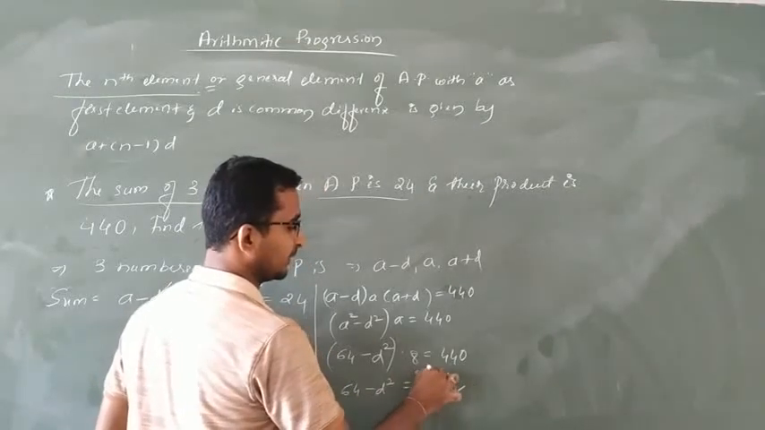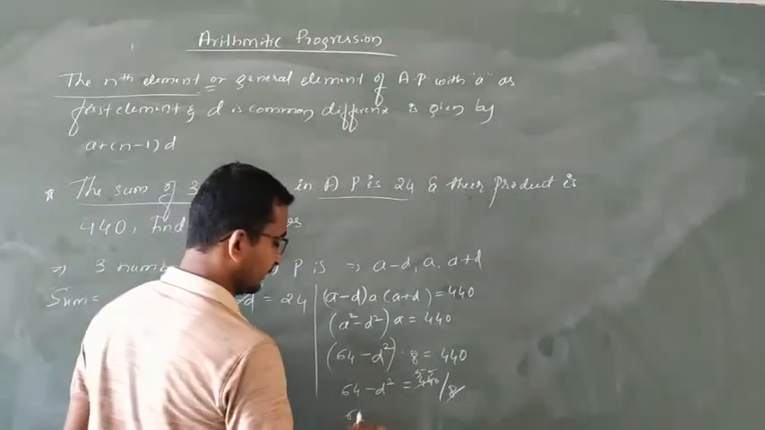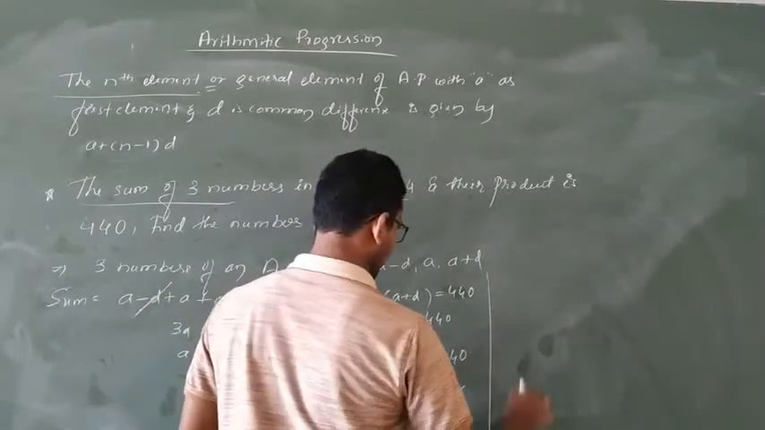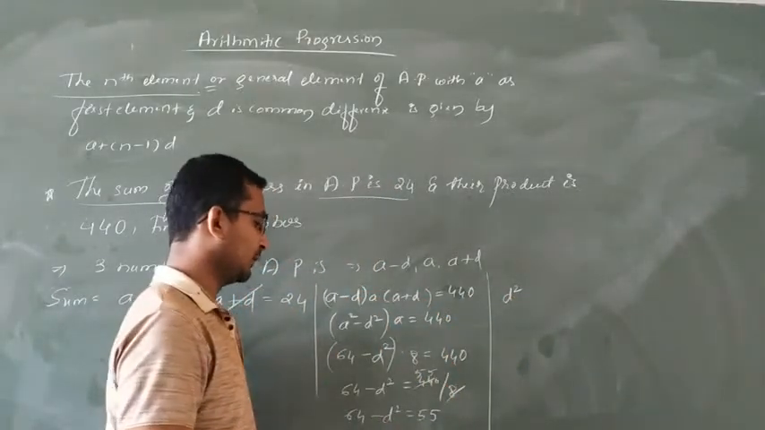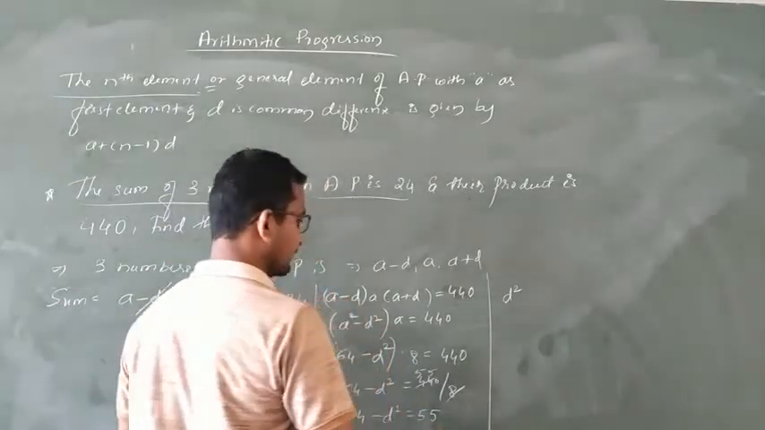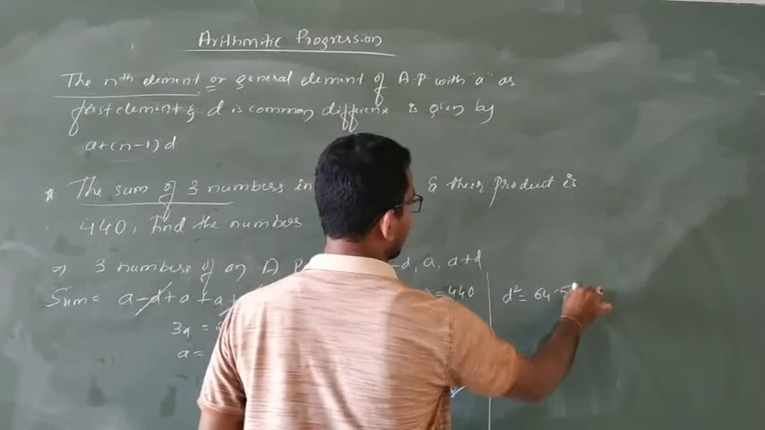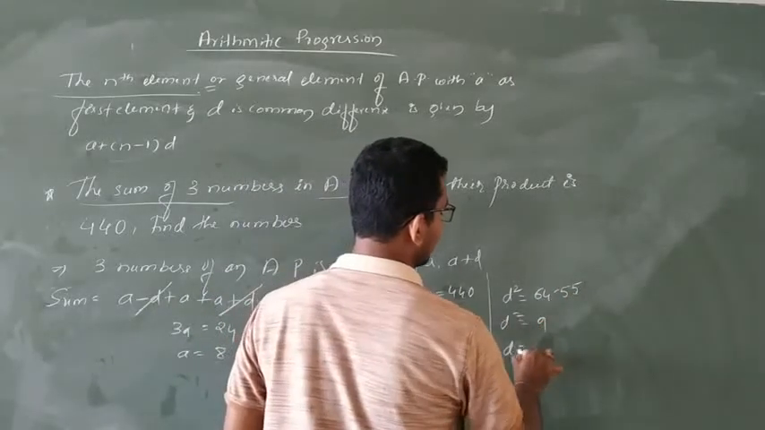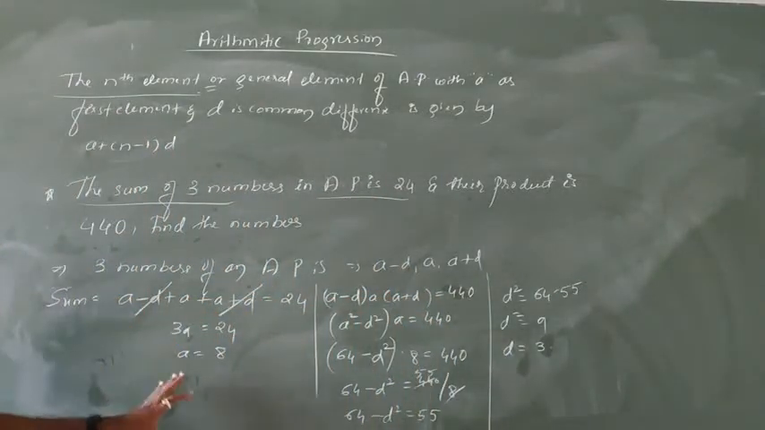8 5s are 40. Okay, then 64 minus D squared is equal to how much? 55. Then D squared is equal to, take this 55 to the LHS and minus D squared to the RHS, then minus D squared becomes plus. Then D squared is nothing but 64 minus 55. Then D squared is how much? That is 9. Then D is equal to how much? That is 3.